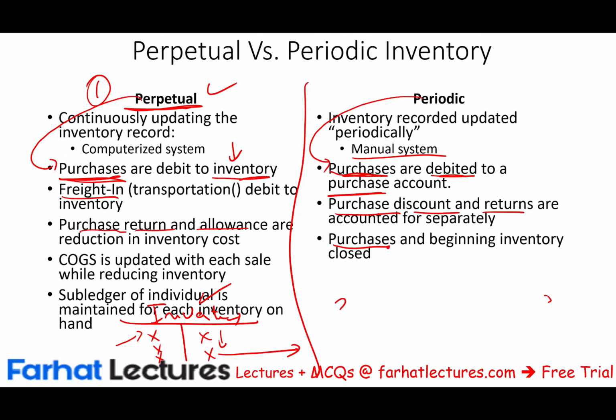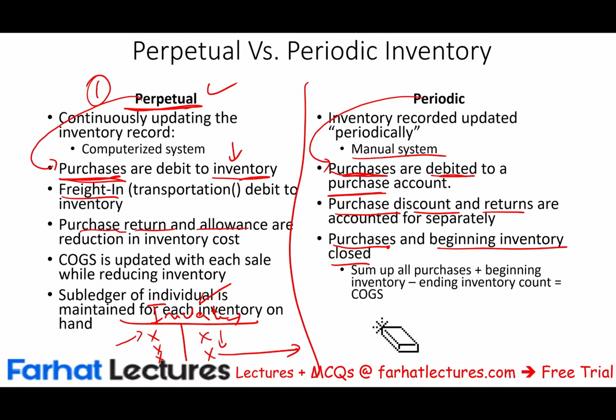Purchases, this account that we created, and beginning inventory are closed at the end of the year. So the purchases account that I just showed you, we're going to work an example with it. It will be closed out. It's going to have a debit balance, and it will be closed out. And beginning inventory will have a debit balance. So we're going to sum all purchases plus beginning inventory, minus the ending inventory count, to come up with cost of goods sold.